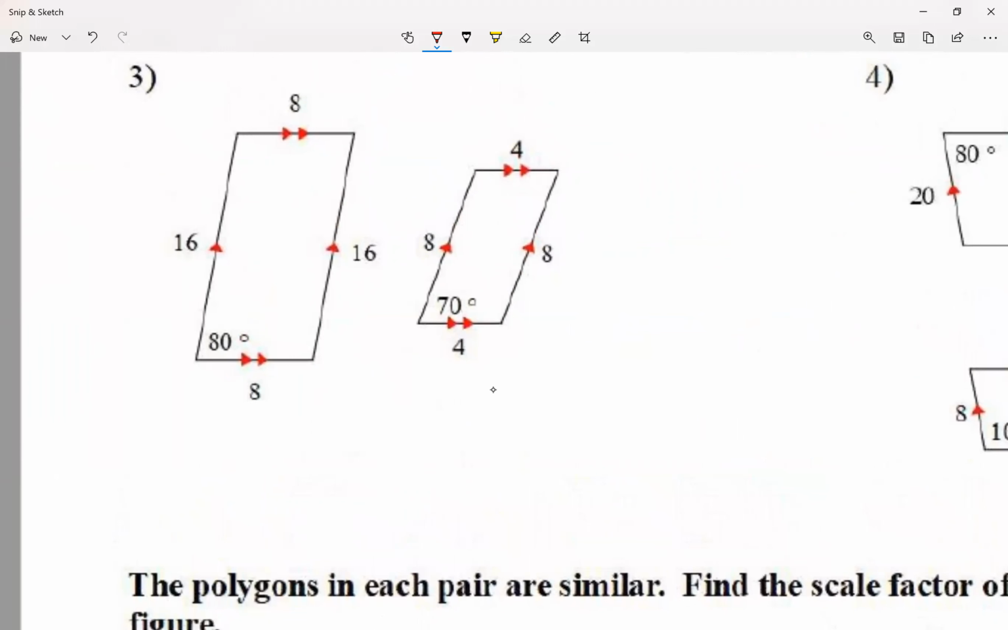Let me take a look at my angles first. This is 80, this is 70. Angles are not equal. Right, these angles are not the same thing. Then I don't really care if my sides are proportional. I'm just gonna say not similar. Angles have to be equal, sides must be proportional. I don't need to check for the sides. The angles are not equal already, so that's it, not similar.